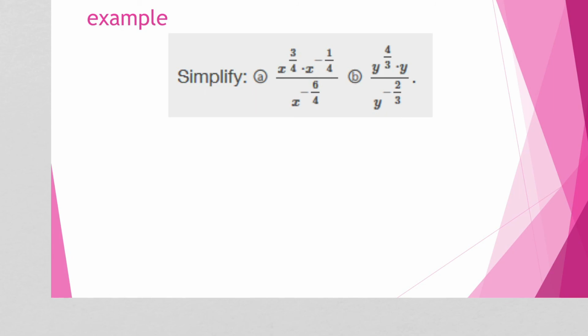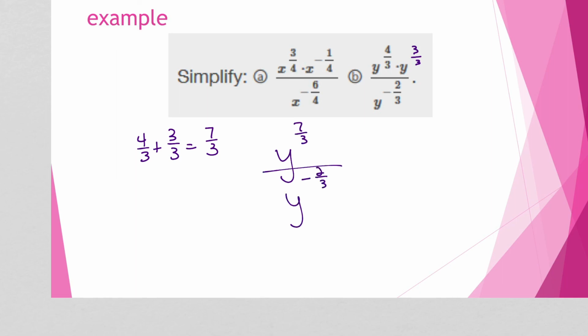All right, so on part B, it's done the very same way. So we would have 4/3 plus, remember this is a 1 right here, but I want to write it in terms of a denominator of 3. So actually, I would write this as 3 over 3. Because remember, 3 over 3 is 1, okay? So I'm going to add 4/3 plus 3/3, which gives me 7/3. So my numerator is actually y to the 7/3. My denominator is y to the -2/3.